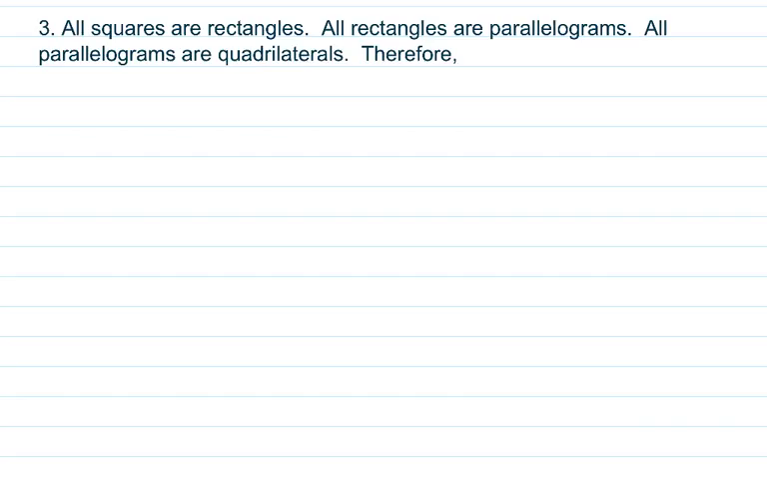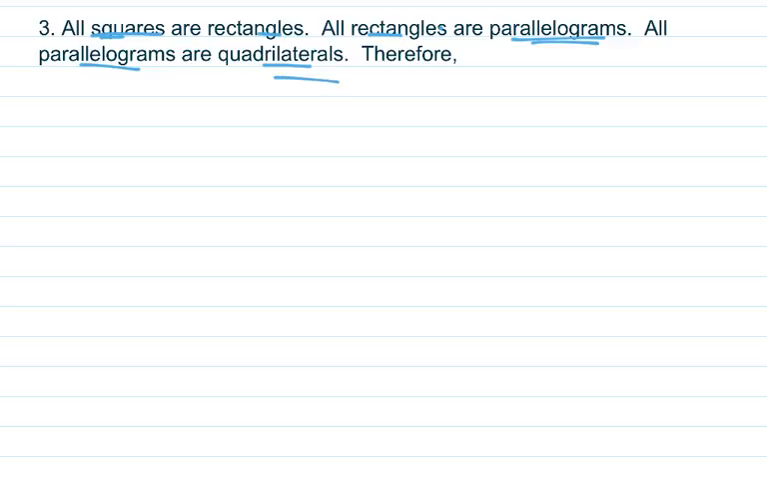In number 3, we have several statements being made. We know that all squares are rectangles, all rectangles are parallelograms, and all parallelograms are quadrilaterals. Since there are 3 statements, there are a couple of conclusions we can come up with. One thing we can say is that all squares are parallelograms, because both rectangles and squares are parallelograms. We can also say that both squares and rectangles are quadrilaterals, because all parallelograms are quadrilaterals.